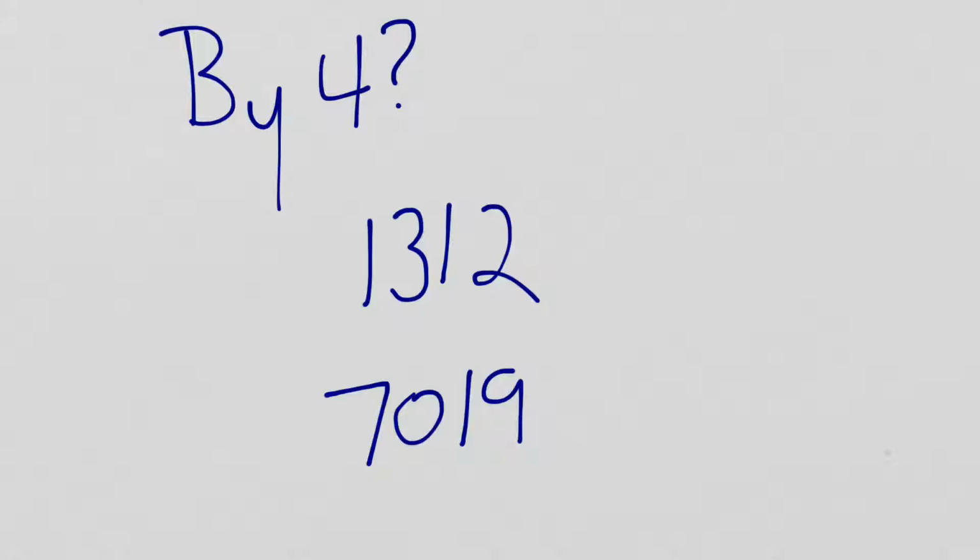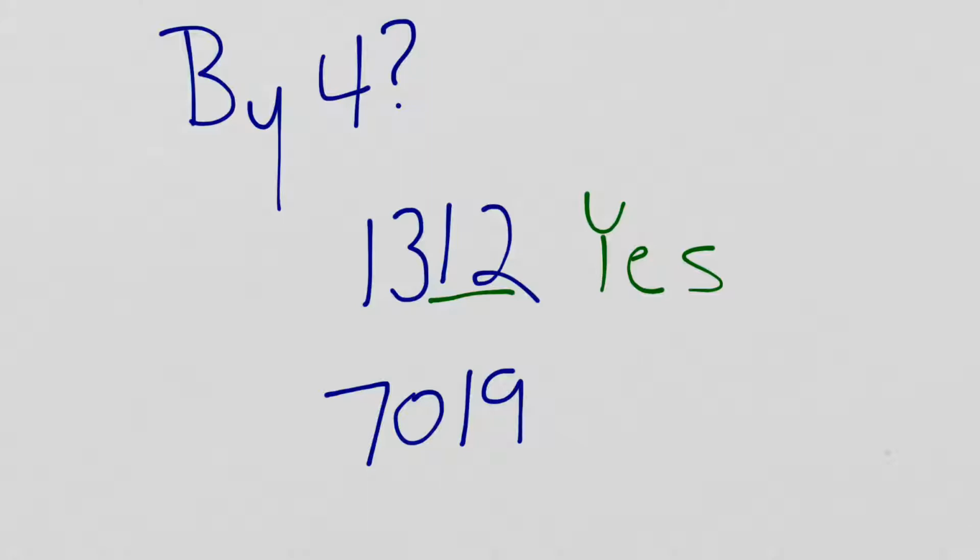To determine if a number is divisible by 4, we have to simply look at the last two digits. With 1,312, the last two digits are 1 and 2, so that makes 12. Is 12 divisible by 4? In other words, does 12 have 4 as a factor? Yes. So that means 1,312 is divisible by 4.